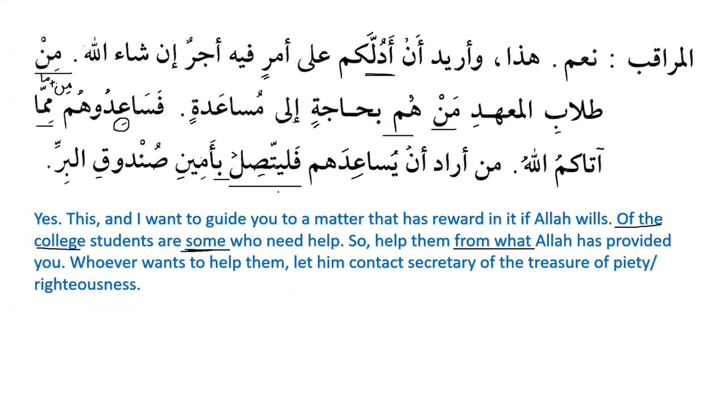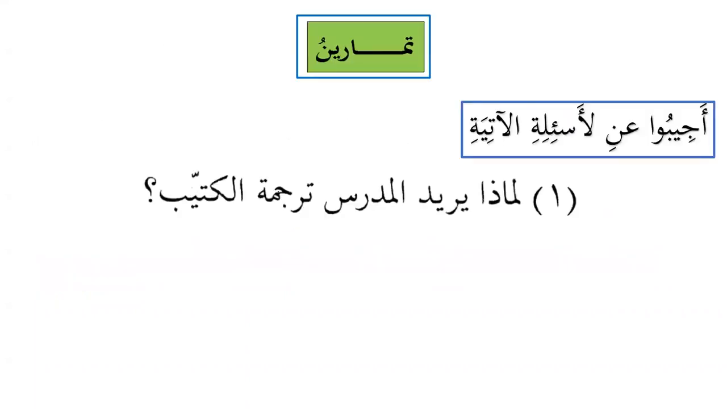So alhamdulillah, our lesson is complete now. We can do the exercises now. Tamarinu. We know that tamarinu is on the pattern of mafa'ilu, and it is mamnu min as-sarf. That's why it does not have tanween. Ajibu anil asilatil atiyah. Answer the questions. Limadha yuridu al-mudarrisu. Why does the teacher want? Tarjamata al-kutayyiba. Tarjamat al-kutayyiba. Why does the teacher want the translation of the booklet? Yes, does anyone remember?